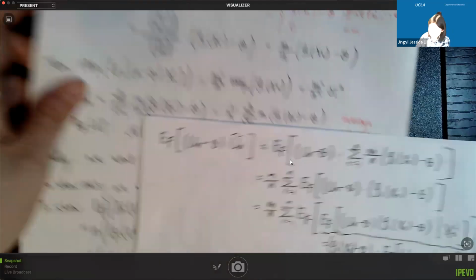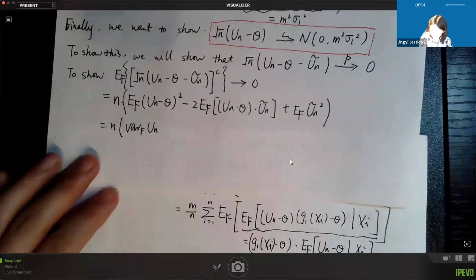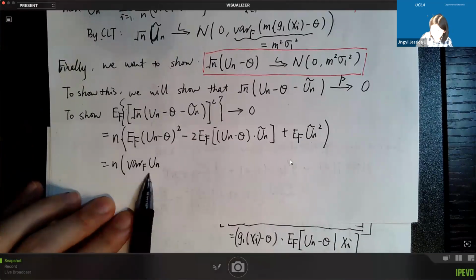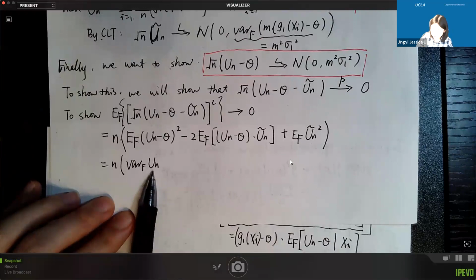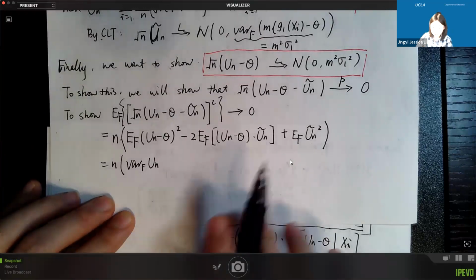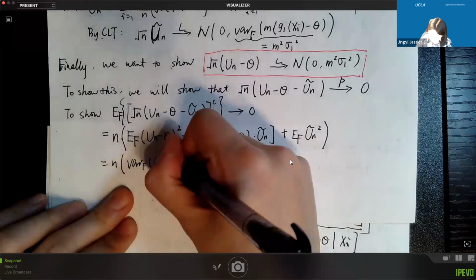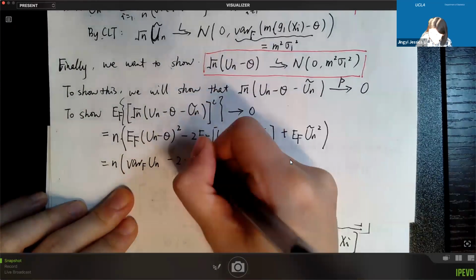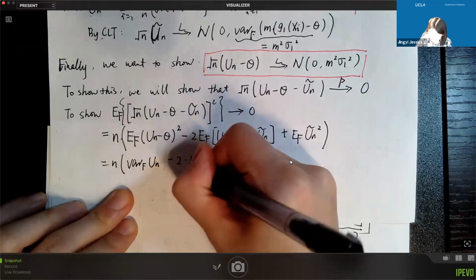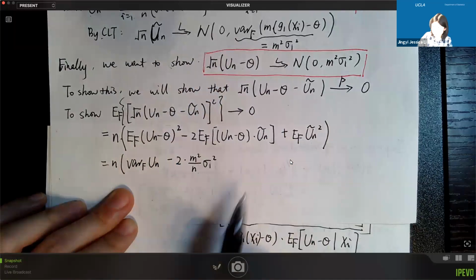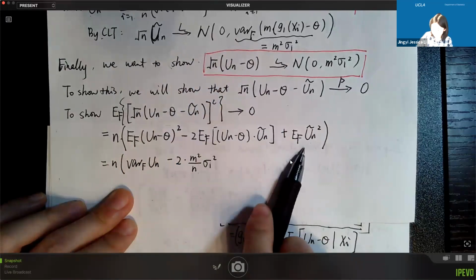So then moving back to here. Moving back here, we can see that this is minus 2 times m squared over n sigma 1 squared. That's what we have for the second term. How about the last term?